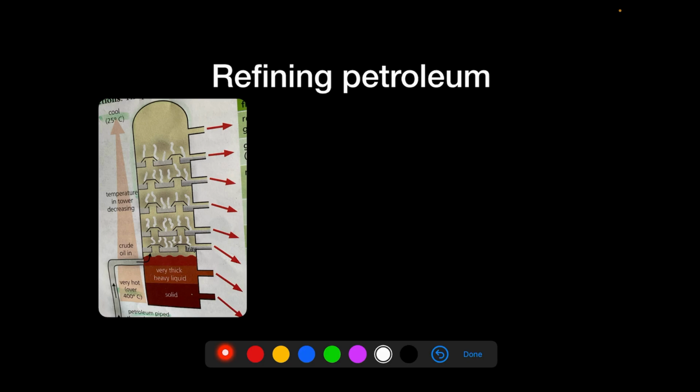Now we look at the refining of petroleum. So we label all our fractions. The first fraction is refinery gas. Its use is for gas in heating and cooking. And then we have gasoline, which is used for fuel in cars.